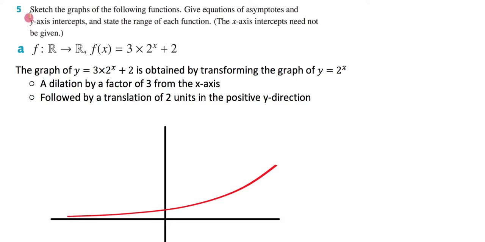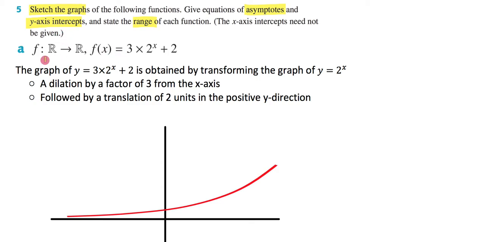What do we need to do? We need to sketch the graphs of the following functions, give equations of asymptotes, give the y-intercepts, and give the range. The x-axis intercepts need not be given. I love how they've written that. It need not be given.